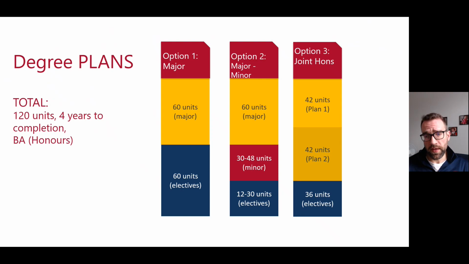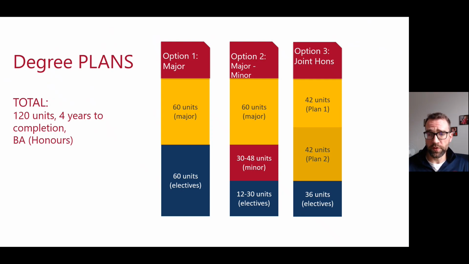The second column shows the major minor combination. So as in the first example, students will complete 60 units towards their major. Depending on whether you're an arts minor or a science minor, you'll need to complete between 30 and 48 units. Some science minors are more than 30 units. The vast majority in arts are 30 units, but some in science are a little bit more than 30, all the way up to 48 units, which if you're in one of those means a little bit less electives.